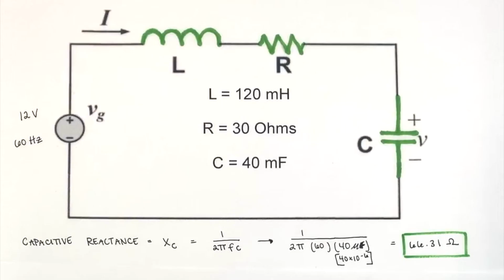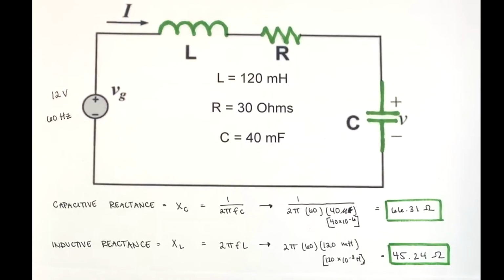First, we're going to set up our problem. Our L equals 120 millihenries, R equals 30 ohms, and our capacitor equals 40 microfarads. So first we're going to find our capacitive reactance. Our capacitive reactance is XC in this instance, and we're going to set it up with the equation 1 over 2 pi FC, and that's going to give us our resistance. So we're going to plug in our 60 hertz that we have from the very beginning, and we're going to multiply it against our 40 microfarads, and we're going to make sure that we use the right units so we don't have to go back and fix anything later. And that comes out to 66.31 ohms.